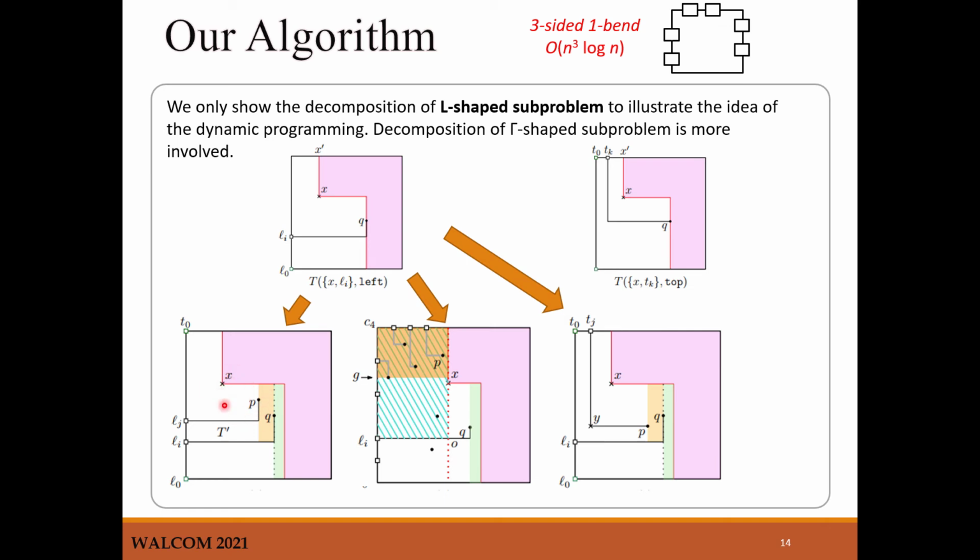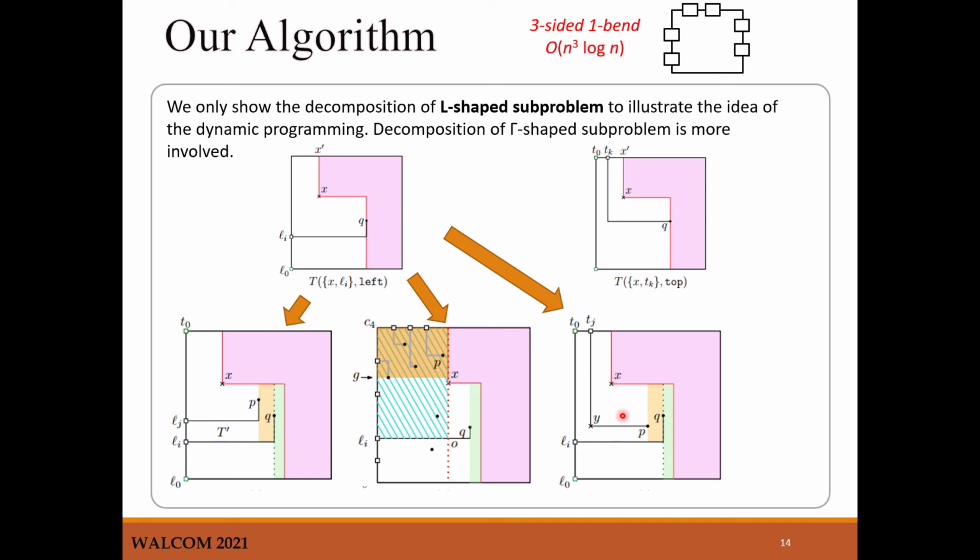If I see that there are no ports on the left side, then I know that this is a balanced subproblem, so I must have ports on the top, and I pick the first port on the top. This is that case, and then I again get a smaller subproblem which is of L shape. This can be done when P is to the right side of the vertical line through x.